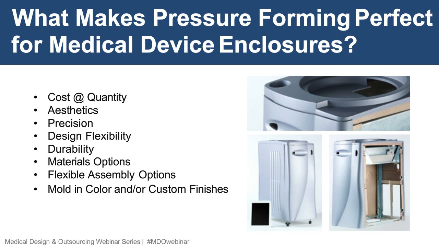Design flexibility. One of the nice things about pressure forming is we very rarely ever see the need for a tool and rework. This is going to save you money and time to market. Durability. Thermoplastic materials that have a high impact. Material options. Almost any thermoplastic material can be utilized in the thermoforming process. Flexible assembly options, so molded in features that include undercuts, snap fit, different tongue and groove type features can all be designed for your flexible assembly. Molded in color or custom finishes, again, something that we can do whether it's a color that's applied to the part by paint or molded in color that we utilize from the supplier.